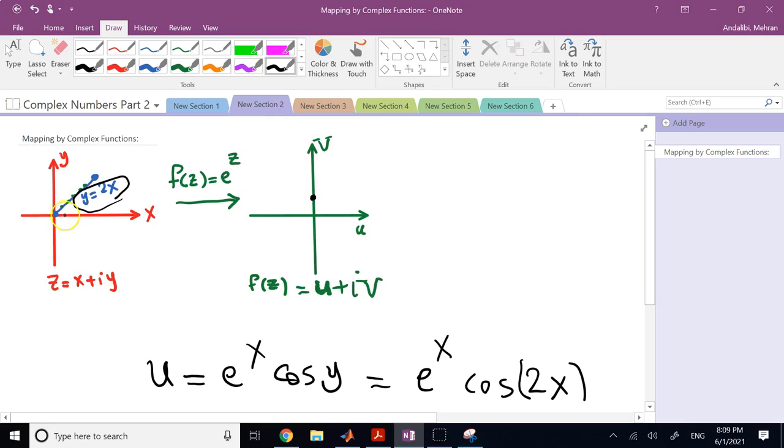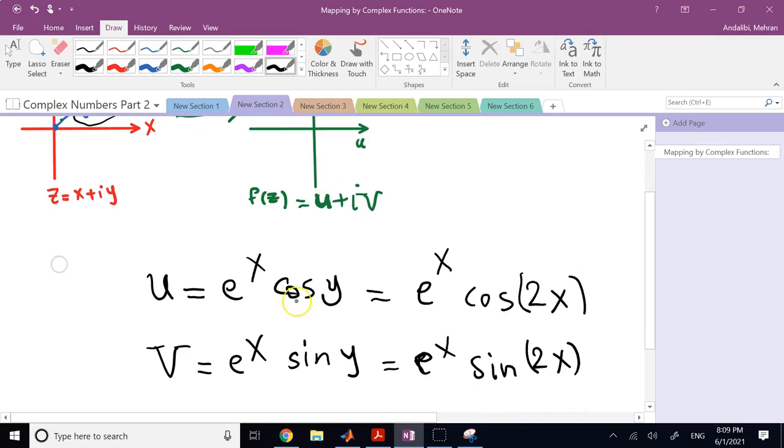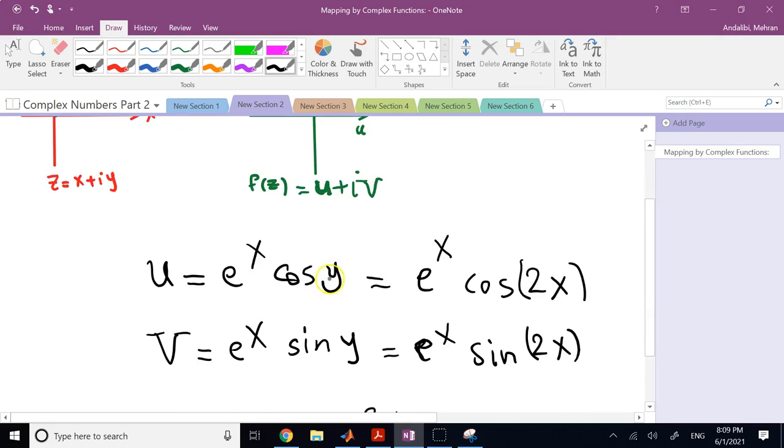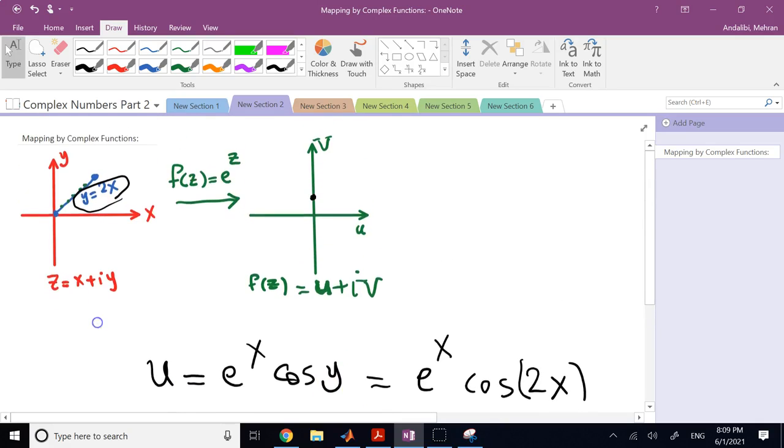Then if I have point 1 and 2, the result of that is going to be, as you can see, on a circle with radius of e to the 1, okay? But the angle of that comes from v over u, which is the same angle as y. So it is going to be 2 radians, and so on and so forth. So what shape would you get?